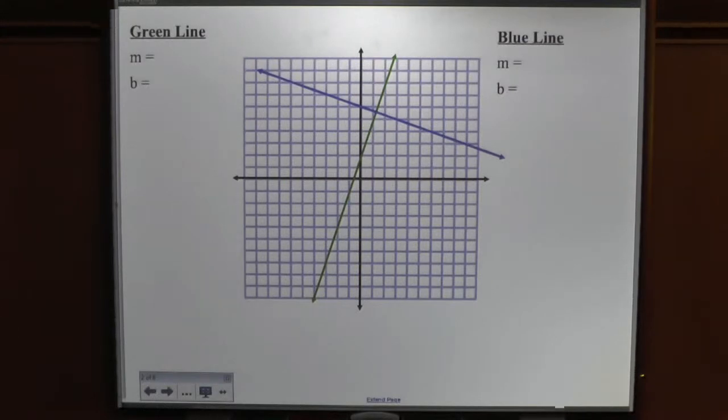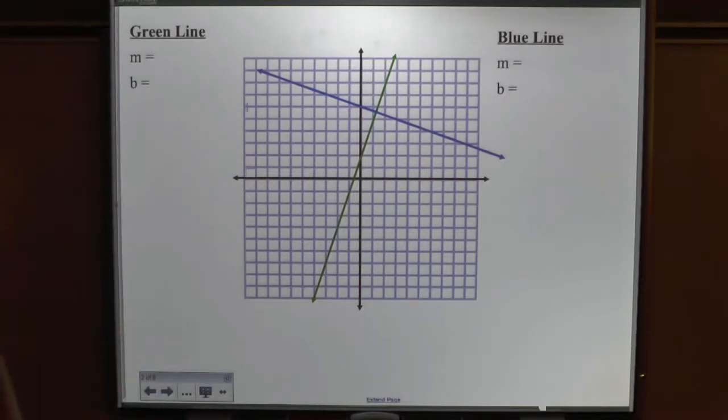Hey guys. Alright, today what we want to look at is what's up here. You don't have anything to write down yet. This isn't on your paper. I just want to look at this one right now. We have two lines that we're comparing. So let's take a look.